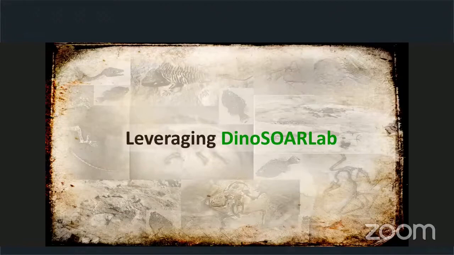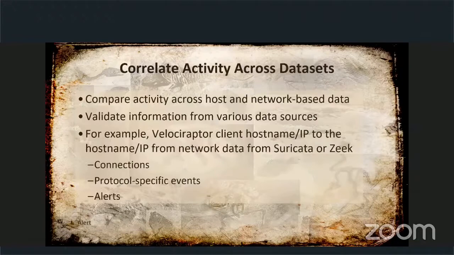But how do we actually leverage it? Like, how's it even useful from a learning standpoint, or from thinking about how we might approach these same operations in our environment? So one thing I mentioned is gathering additional context, right? Comparing activity across host and network based data, right? We have this data from Velociraptor from this host collection that we collected, or just the fact that this was on this host, right?